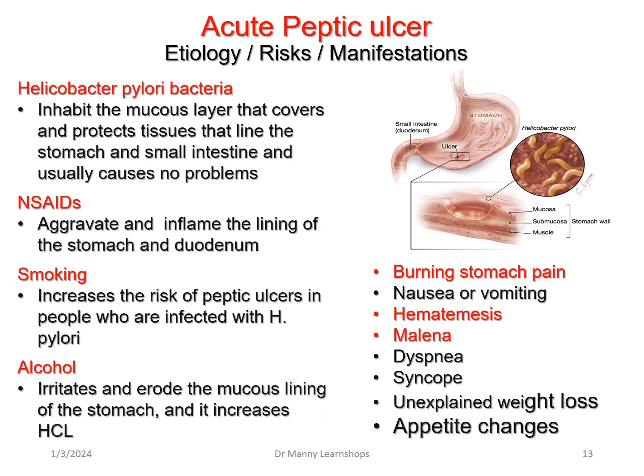What are some of the causes, risks or manifestations related to an acute peptic ulcer? Well, as we mentioned, you've got your Helicobacter pylori bacteria, and they inhabit the mucus layer that covers and protects the stomach and the small intestine. And typically it doesn't cause any problems, but it could. Or, as we mentioned, non-steroidal anti-inflammatory medications can cause inflammation and aggravate the stomach lining and that of the duodenum. Smoking and alcohol can be associated with it as well.